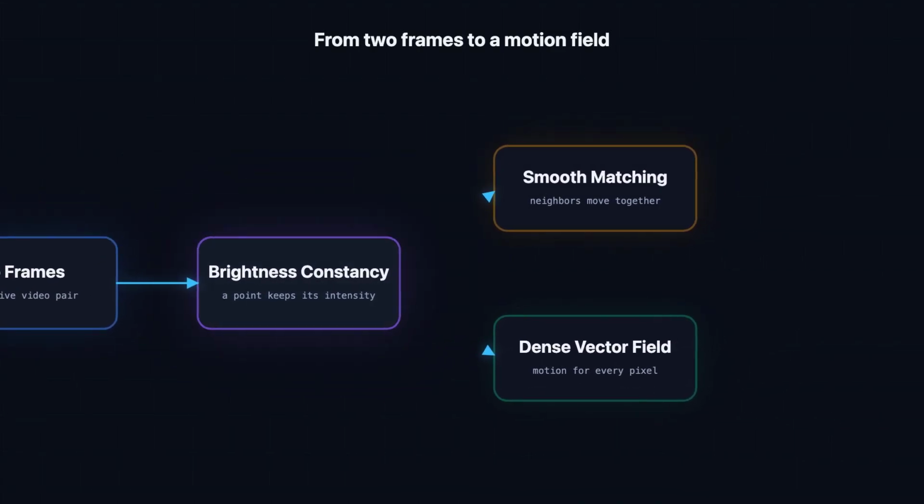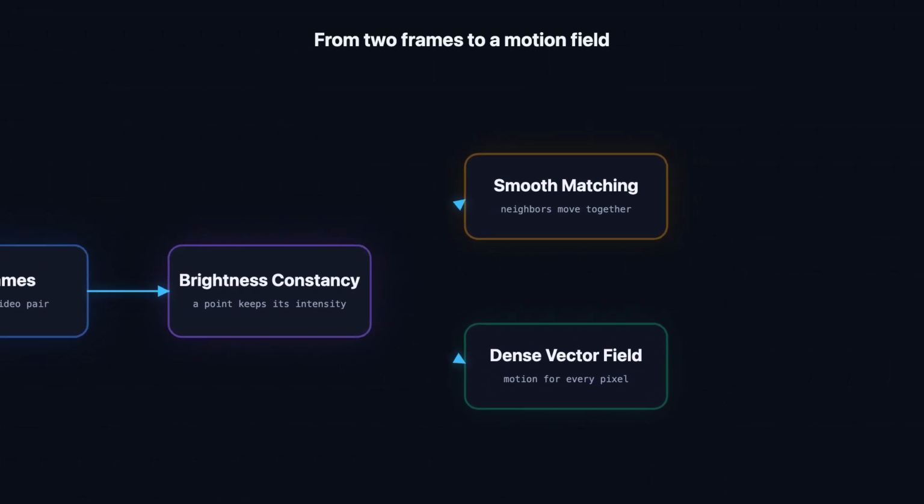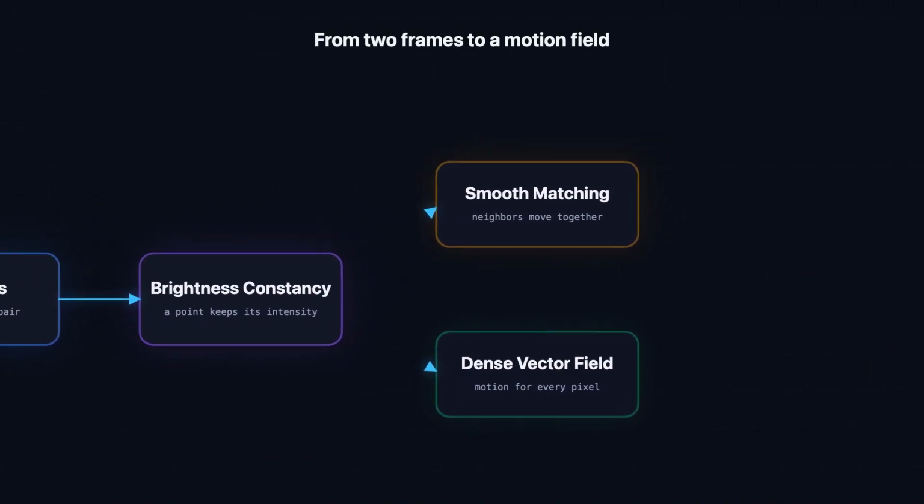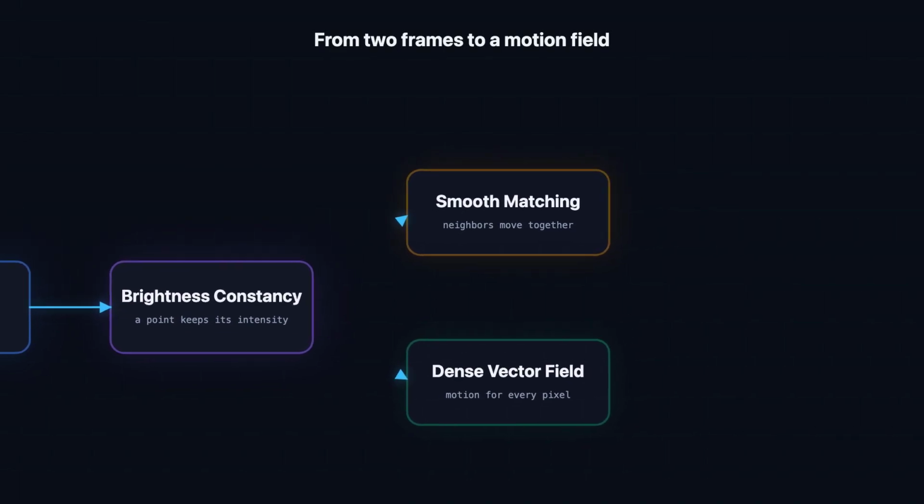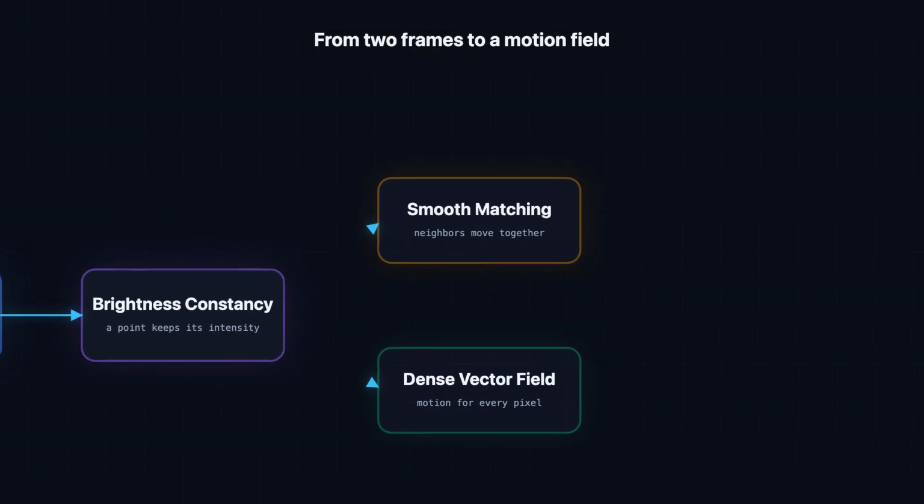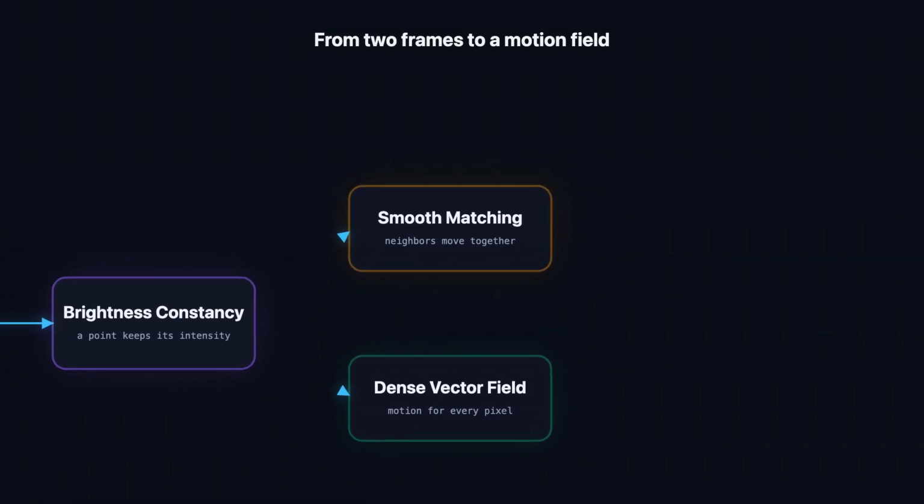A point on a moving object is expected to keep roughly the same pixel brightness as it shifts. So if a bright speck moves, you can look for that same brightness nearby in the next frame and reason that the speck went there.